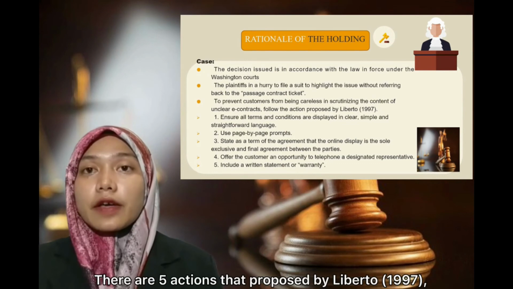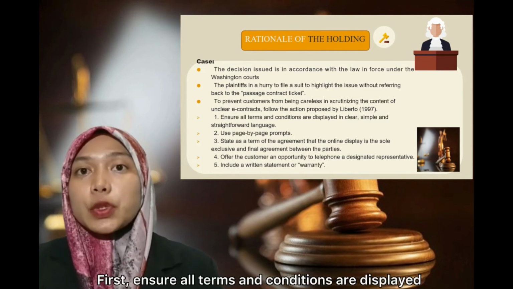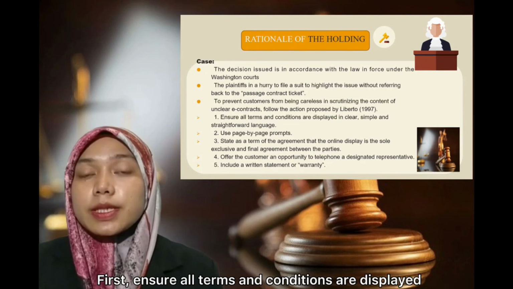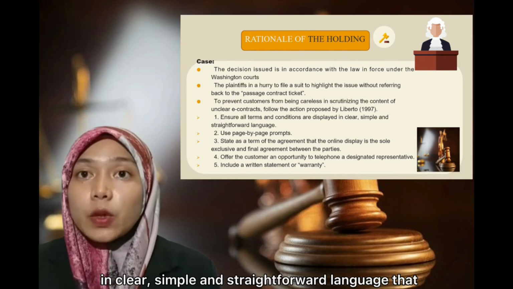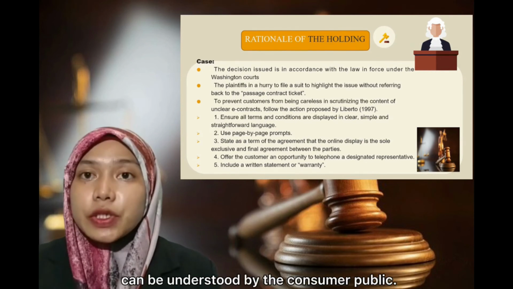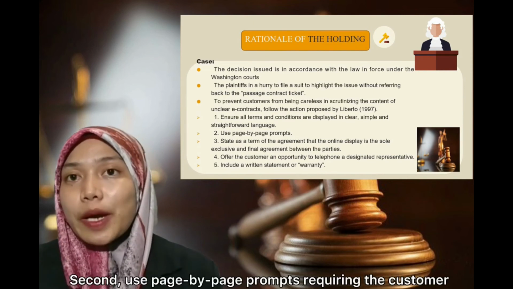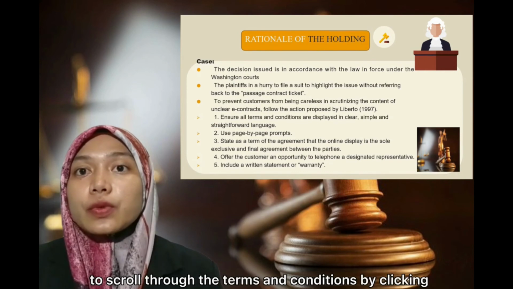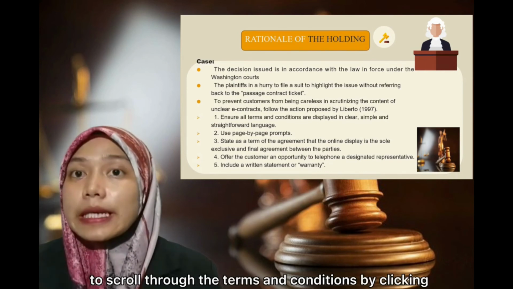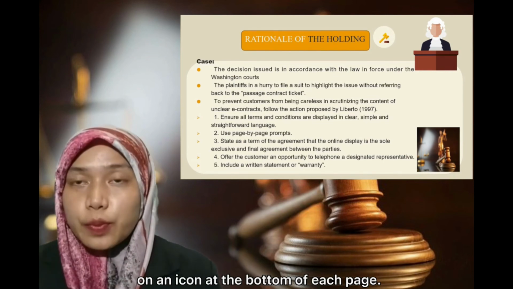There are five actions proposed by Lediaev. First, ensure all terms and conditions are displayed in clear, simple, and straightforward language that can be understood by the consumer public. Second, use page-by-page prompts requiring the customer to scroll through the terms and conditions by clicking on an icon at the bottom of each page.